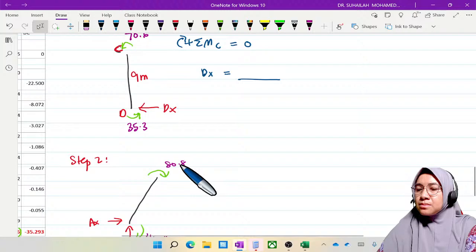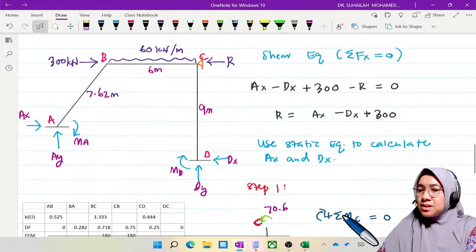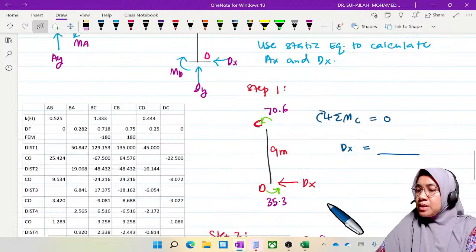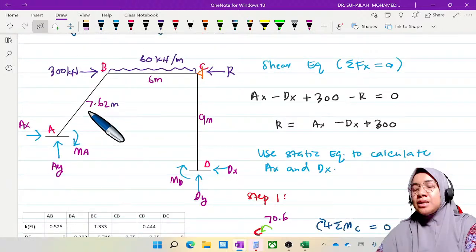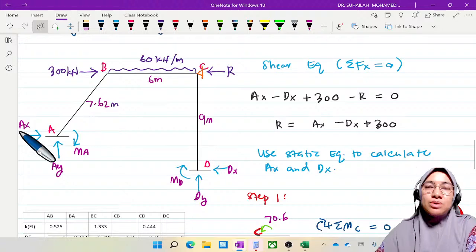Okay, so if DX is determined in the first step, can we apply... this is one of the options. Of course, there are many options. We just use static equilibrium, however you want to calculate AX, DX, AY, DY, it doesn't matter, as long as our aim is to calculate AX and DX. So this is one of the steps.